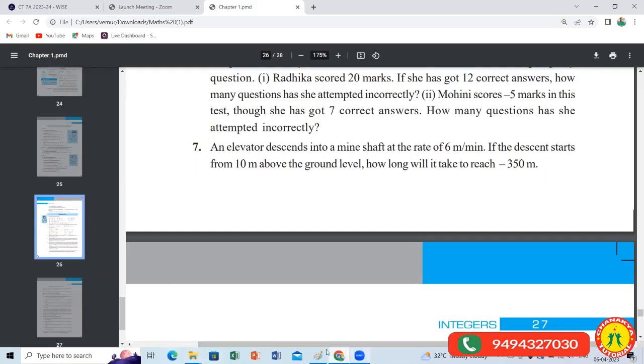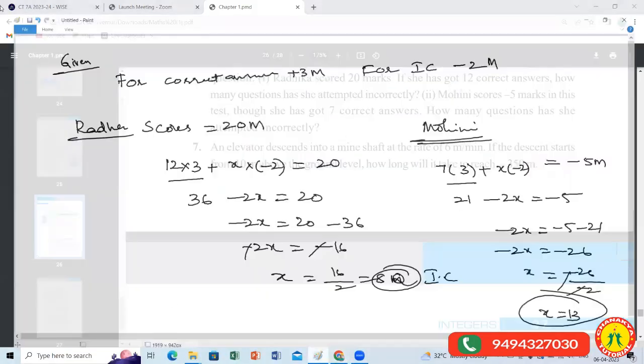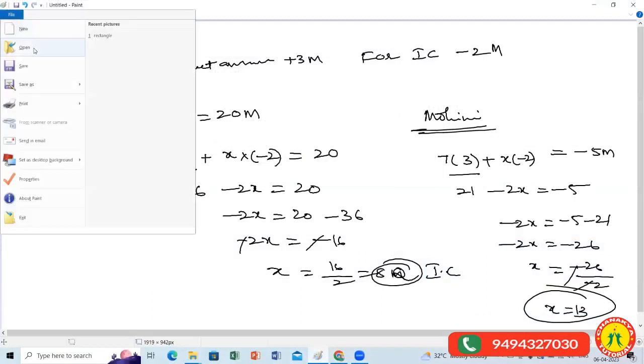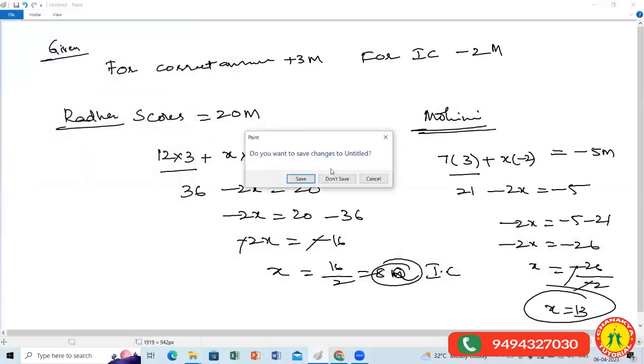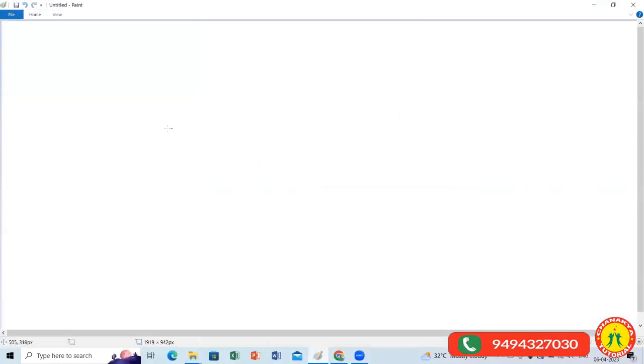Wonderful question, actually. I'll go with the diagram. I'll help you. The elevator is 10 meters above the ground. It's a very important question for children. If you say this is the ground, the elevator is above it by 10 meters. Here, the position of the elevator is here right now. What happens for every minute? It descends 6 meters per minute.